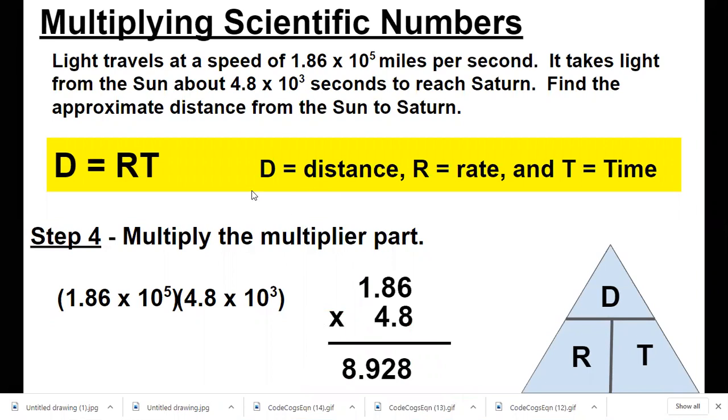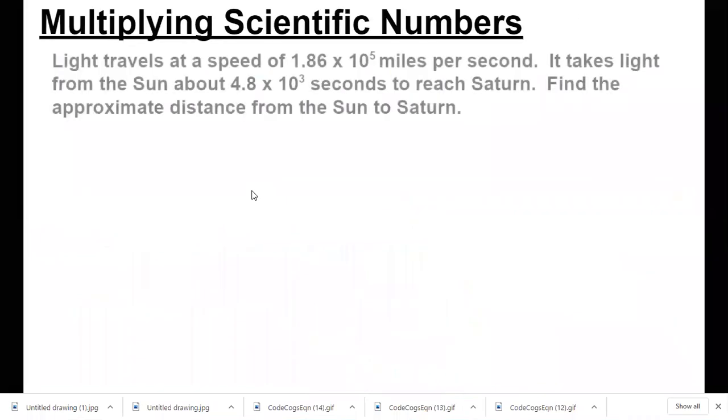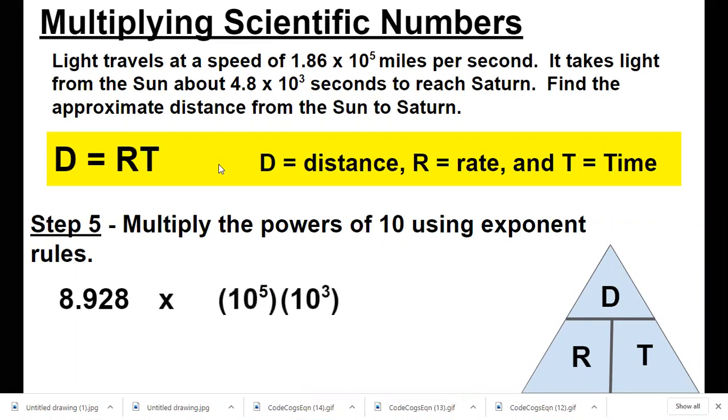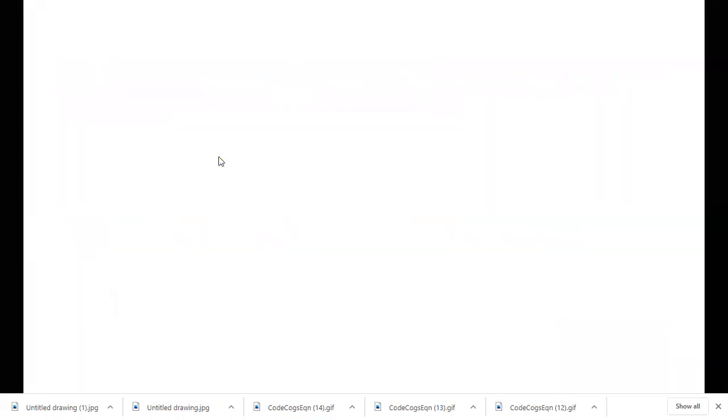So now we have to do the powers of 10. Multiply the powers of 10 using exponent rules. We have our multiplier, 8.928, times, what do we have? We have to multiply 10 to the 5th times 10 to the 3rd. When you're multiplying numbers with the same base, you add the exponents. So it's 10 to the 5 plus 3, or 10 to the 8th. So 8.928 times 10 to the 8th. We only have to change it if we are not in scientific notation.